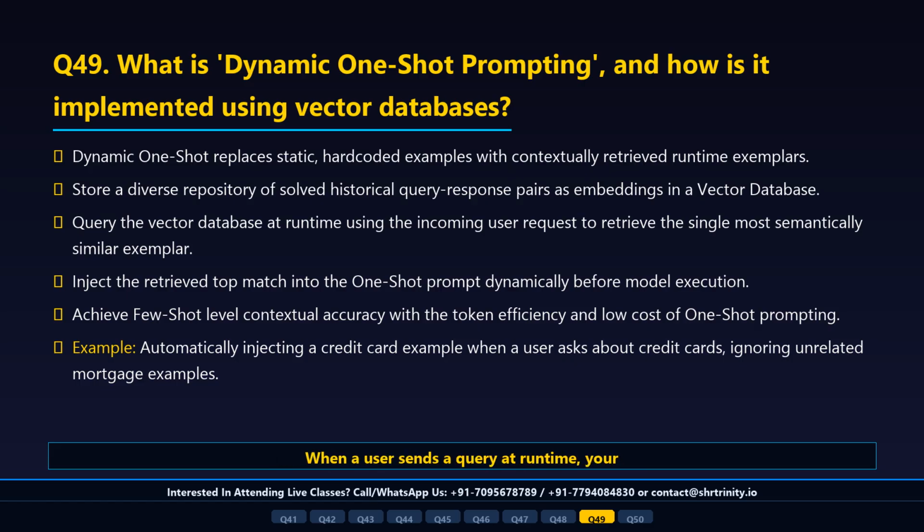Let's walk through a concrete example. Imagine a financial assistance system. If the user asks, "How do I lower my credit card interest rate?" the vector search retrieves a past high-performing example specifically about credit card negotiations, rather than an irrelevant example about mortgage applications. The model receives a hyper-relevant example tailored directly to the user's specific context. You get the high precision of few-shot prompting while maintaining the token efficiency and low latency of one-shot prompting.